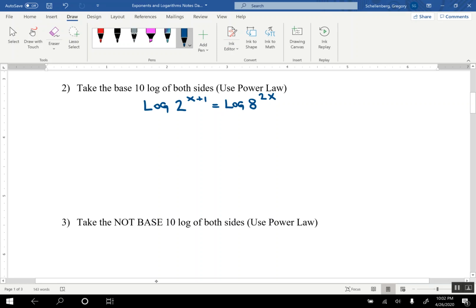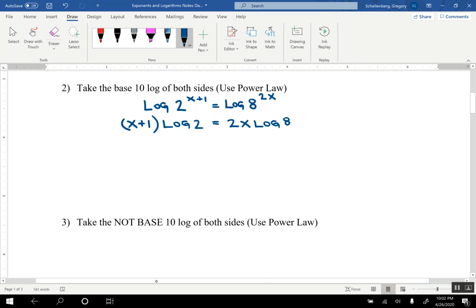Now from here we can use power law, so we can take those exponents out in front of the logarithms as coefficients. And I notice that on the left-hand side, our exponent contains 2 terms, x plus 1. So when I bring that out in front, I'm going to contain it within a set of brackets. I'm going to rewrite that as x plus 1 times the log of 2. And on the right-hand side, we have 2x times the log of 8.